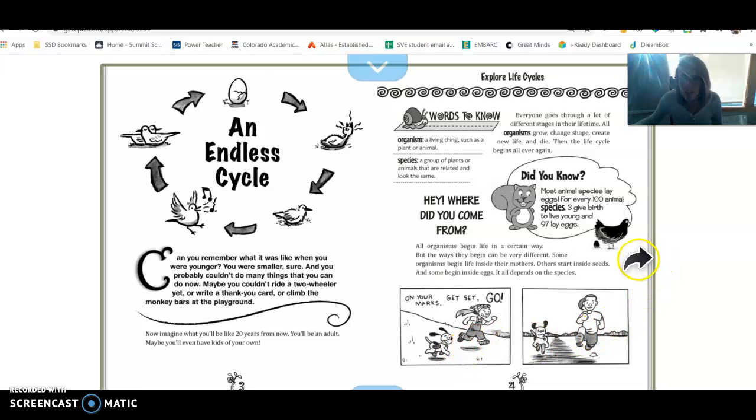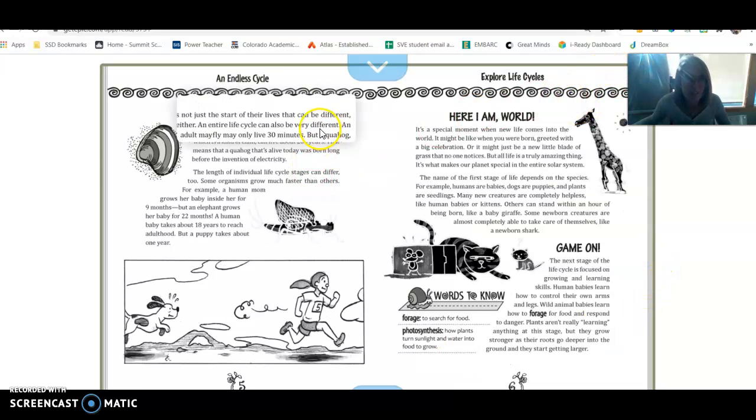They're running and running. It's not just the start of their lives that can be different either. An entire life cycle can also be very different. An adult mayfly may only live 30 minutes, but a quahog, which is a kind of clam, can live about 200 years. That means that a quahog that's alive today was born long before the invention of electricity. The length of individual life cycle stages can differ too. Some organisms grow much faster than others. For example, a human mom grows her baby inside her for 9 months, but an elephant grows her baby for 22 months. A human baby takes about 18 years to reach adulthood, but a puppy takes about 1 year.